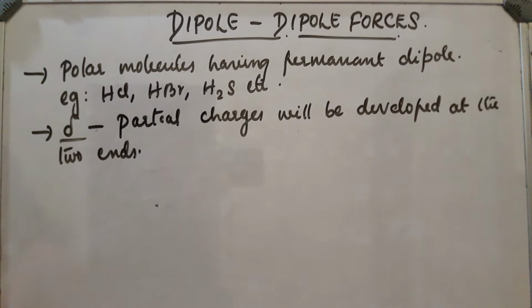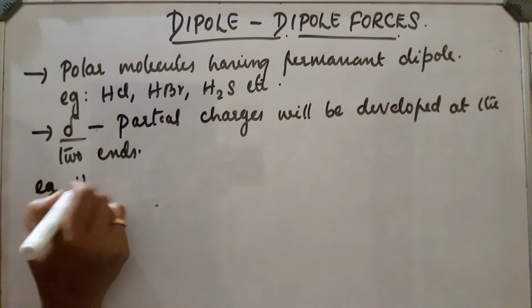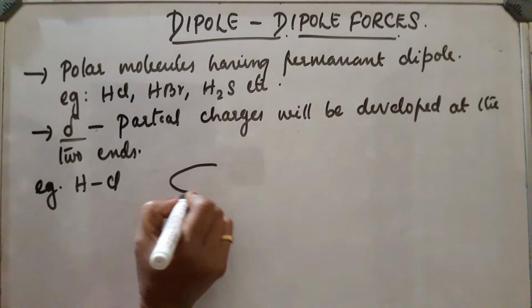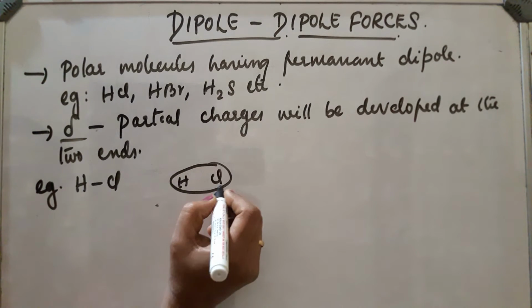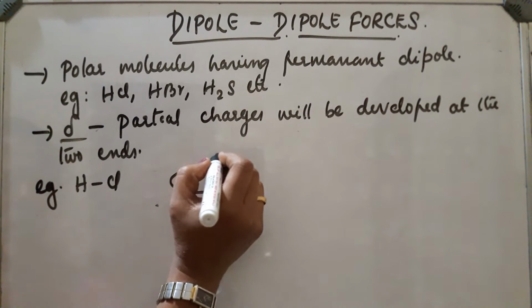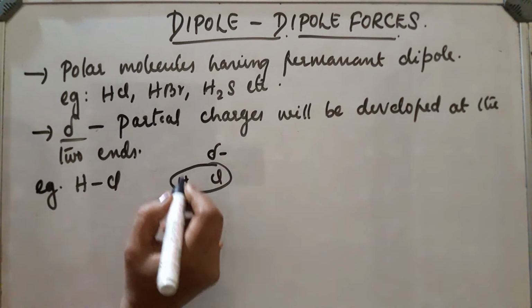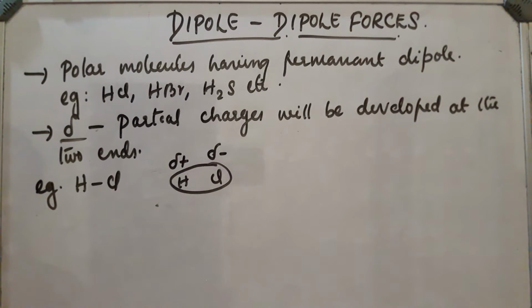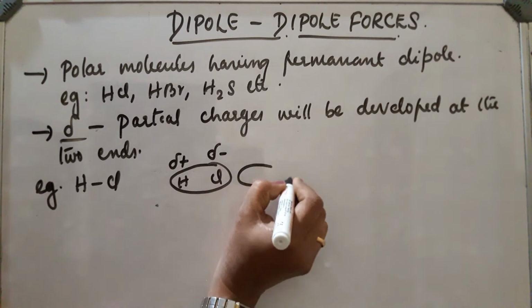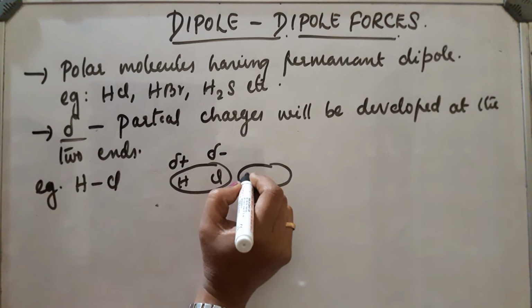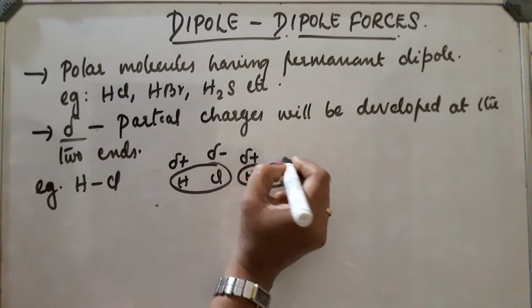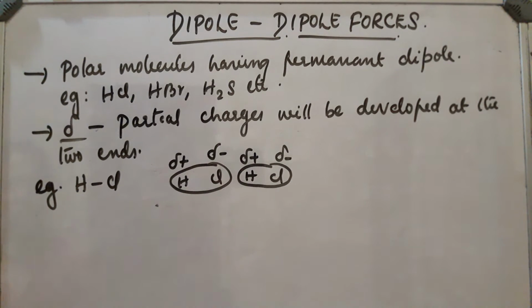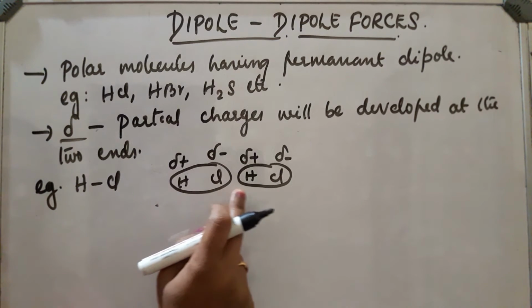Now the positive end of one molecule attracts the negative end of the other molecule and vice versa. For example, if we take HCl, here chlorine is more electronegative, so it gets a partial negative charge, and hydrogen is electropositive and it gets a partial positive charge. So the opposite sides of the two molecules attract each other.